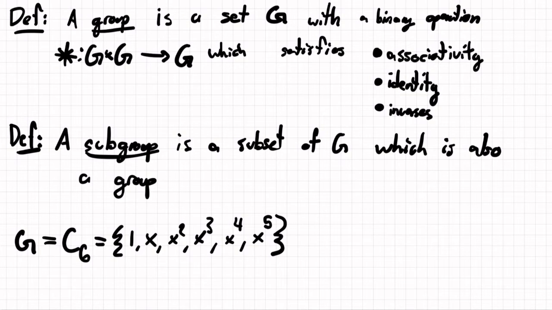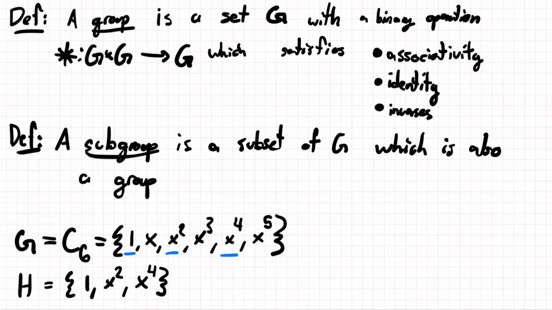And I want to find a subset of this set that is a group in its own right. And the subset that I'm going to choose is the set containing 1, x squared, and x to the 4th. So let's call it H, maybe. H is the set 1, x squared, x to the 4th. So how do I check if this is a subgroup? What I need to do is check these 3 axioms.